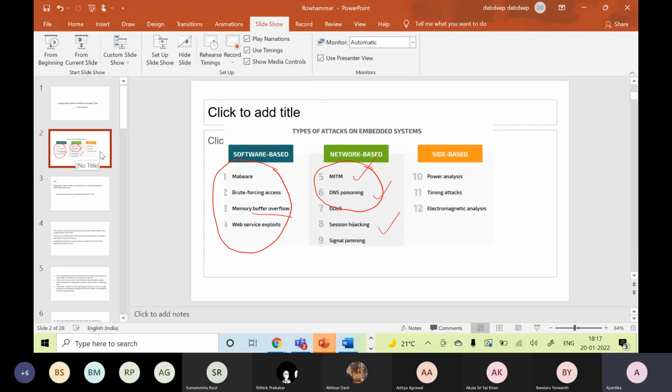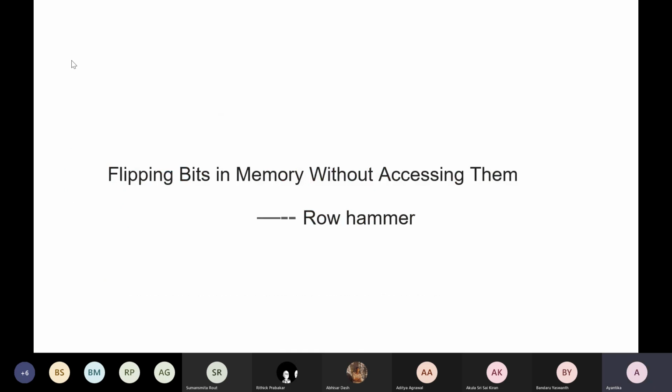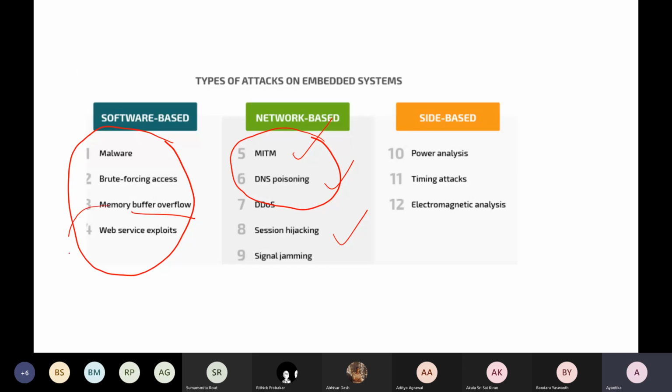another comparatively modern attack, where we are trying to flip bits. This attack targets flipping bits in your memory without accessing them. For that there are different strategies. Some other policies, like laser beam injection, are also there. We will also mention that, but this is a comparatively new attack, because buffer overflow was proposed around 2001.